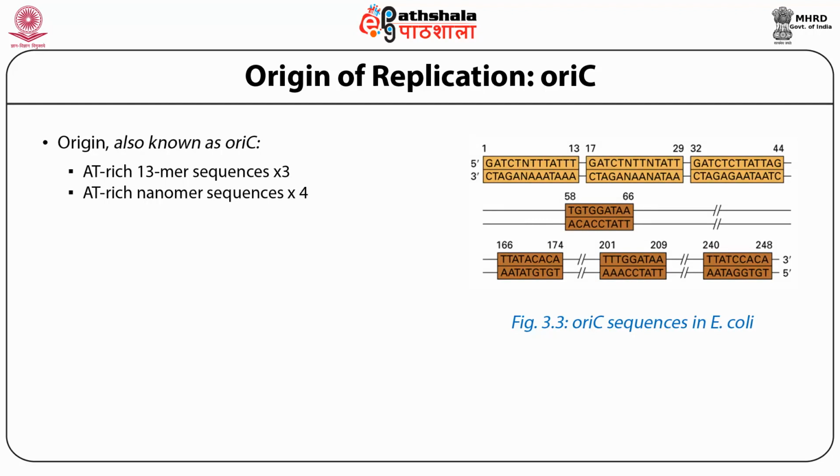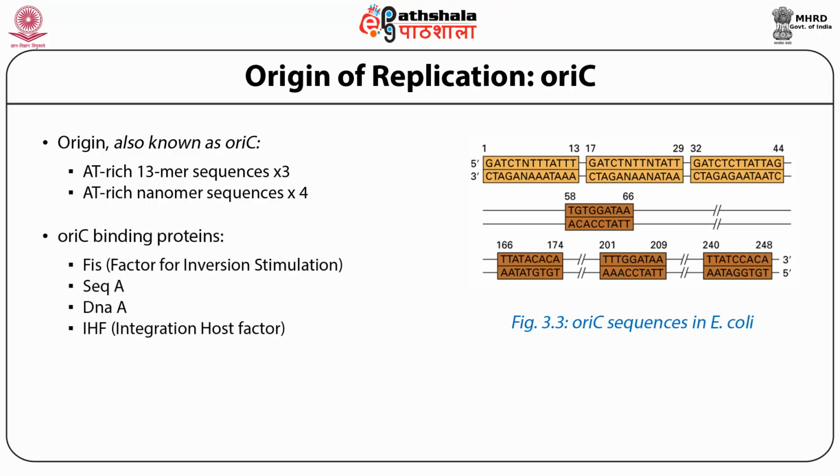It has a characteristic feature which includes 3 prominent 13 nucleotide AT-rich sequences and 4 prominent 9 nucleotide sequences, also rich in adenine-thymine repeats. Four distinct proteins which bind to OriC are the factor for inversion stimulation or FIS, the SeqA, the DnaA, and integration host factor protein. Upon binding of these proteins to OriC, replication is initiated.